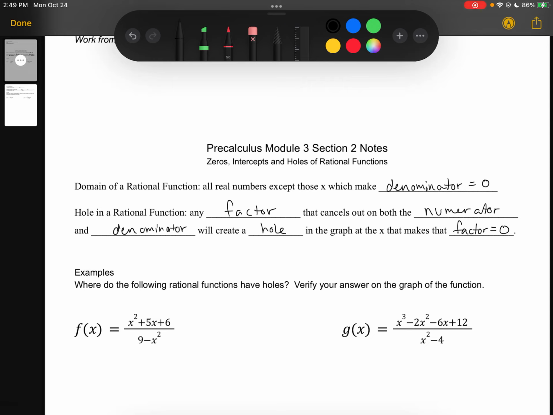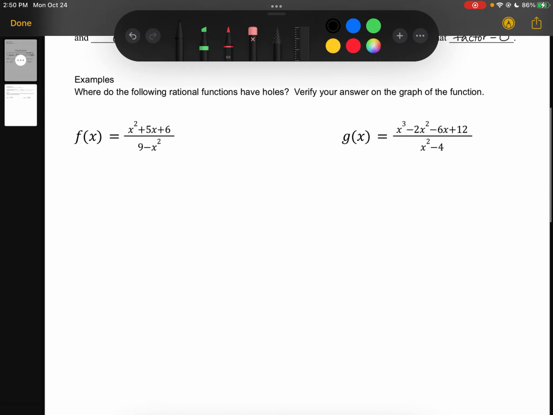So as is the case here, sometimes you might have a hole, sometimes you might not. And that's something that we want to be careful of, and not just assuming that because there's a function that it's always going to have all of these things. Sometimes it might just be a nice clean function, no holes. And same thing as we go through and we try to solve for all of these.